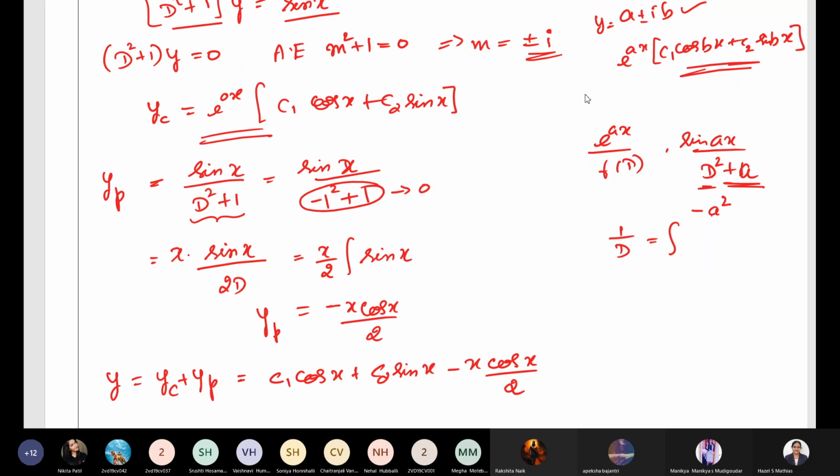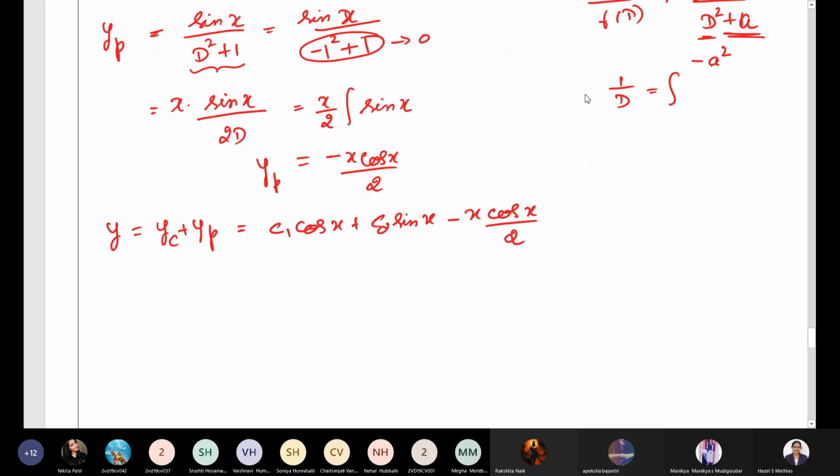But now we have two initial conditions. What are the initial conditions? y of 0 equal to 0. When I put y of 0 equal to 0, cos 0 will be 1, sin 0 will be 0, and the entire last term will be 0. So we will get c1 as 0.